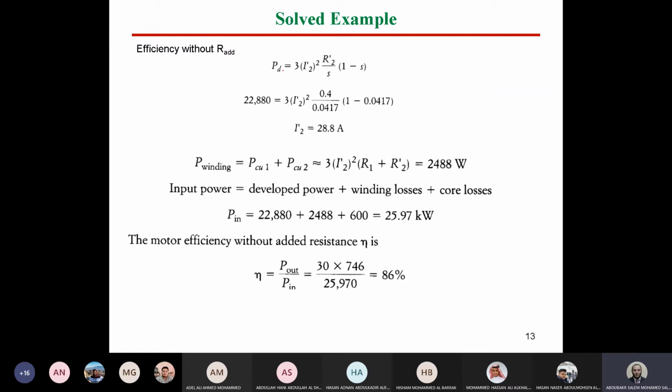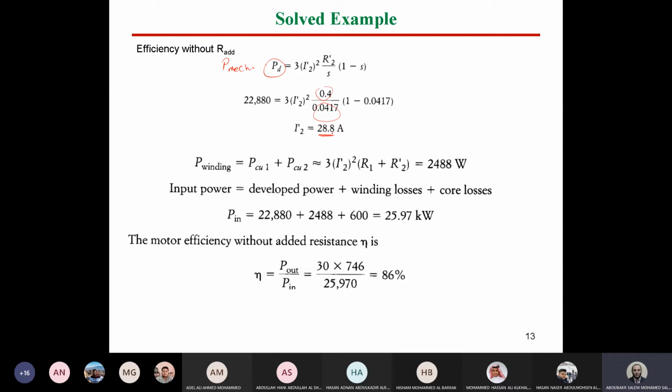We said simply we can compare P developed equals 3I squared R over S multiplied by 1 minus S. So this is now representing P mechanical, guys. OK? P mechanical, which was calculated previously. It was 22,880. So it's equal to 3I squared R2 prime over S multiplied by 1 minus S. So you can get the value of current here. So this is now the value of current.